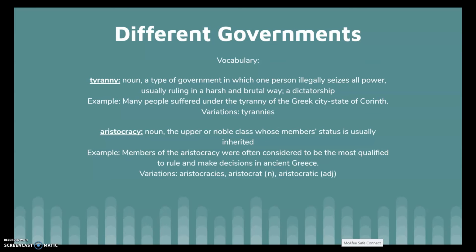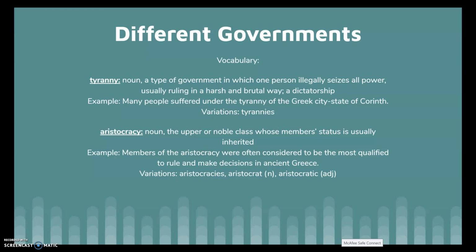Here's our next set of vocabulary for different governments. We have tyranny. It's a noun, a type of government in which one person illegally seizes all power, usually ruling in a harsh and brutal way, a dictatorship. Many people suffered under the tyranny of the Greek city-state of Corinth. A variation is you're going to see the pluralized tyrannies.